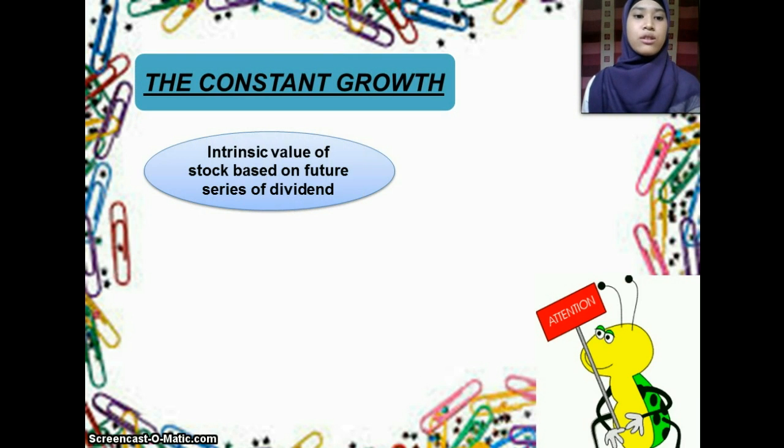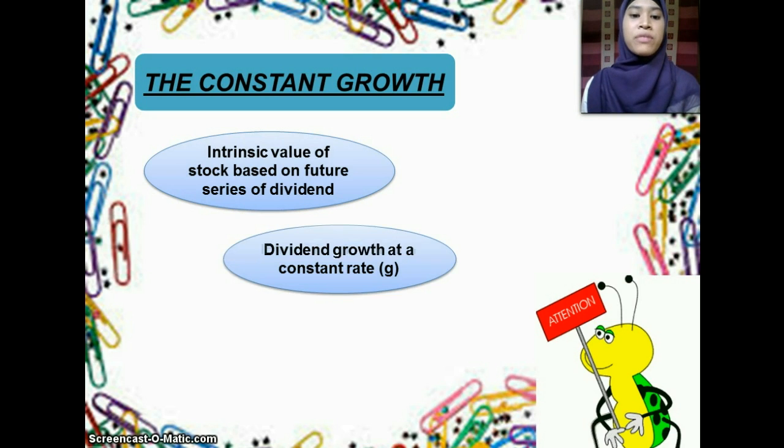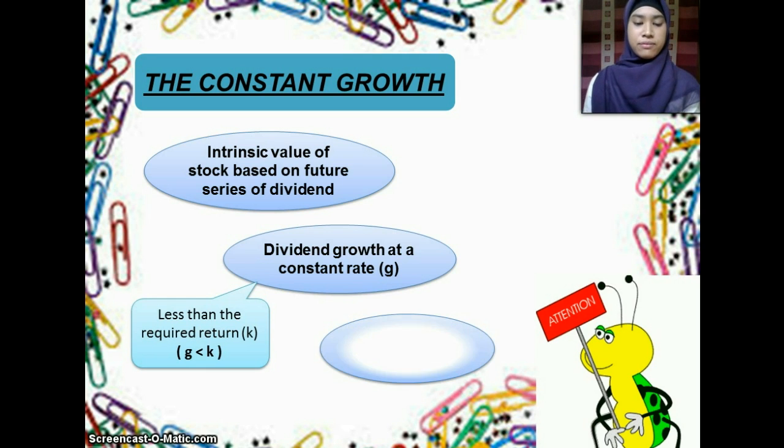The constant growth model determines the intrinsic value of a stock based on a future series of dividends that grow at a constant rate. The constant growth model assumes dividends grow at a constant rate less than the required return. The model is simplistic, as the assumption of a constant rate forever is unrealistic.